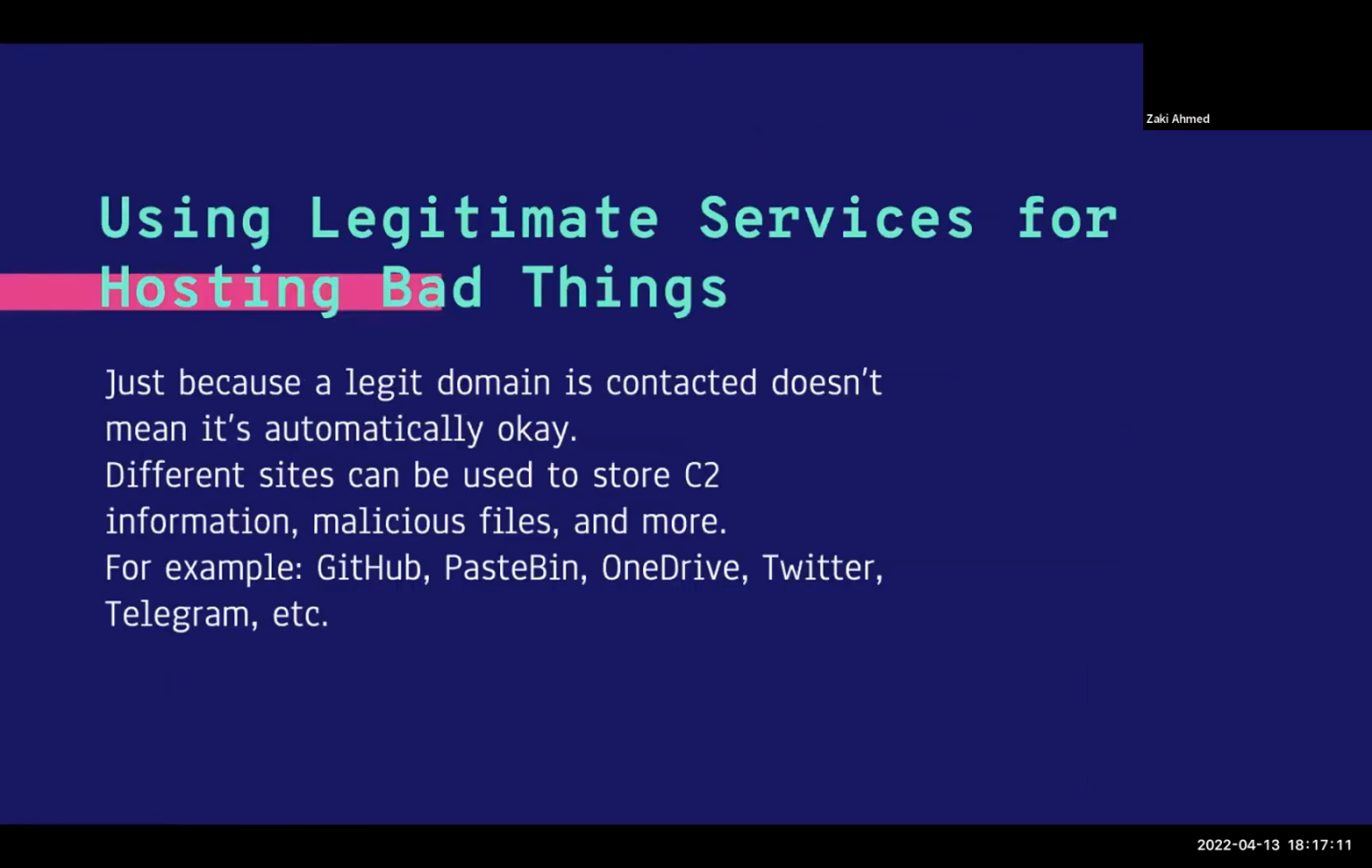And then there's also tons of legitimate services currently being used for posting bad things. We all know that malware authors like to host it on usually compromised websites and just throw it in like the uploads folder there or something. But there are a lot of fully legitimate sites that are currently hosting malware, like GitHub, Pastebin, OneDrive, Twitter, Telegram, and these can all, by extension, be used to store C2 information, those malicious files, and much more.